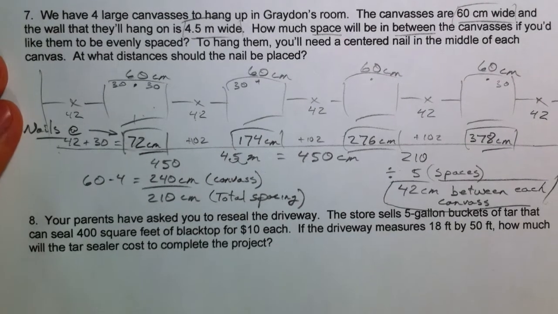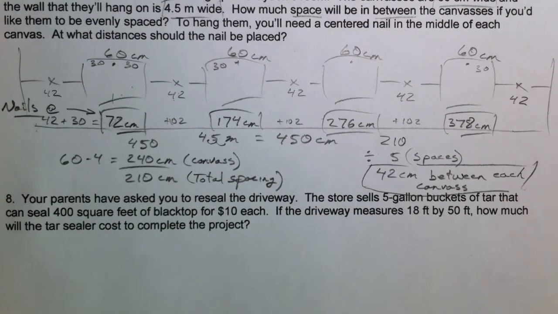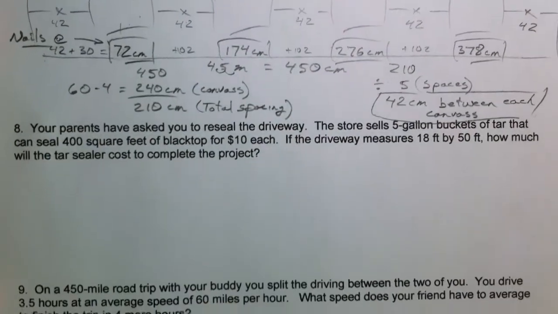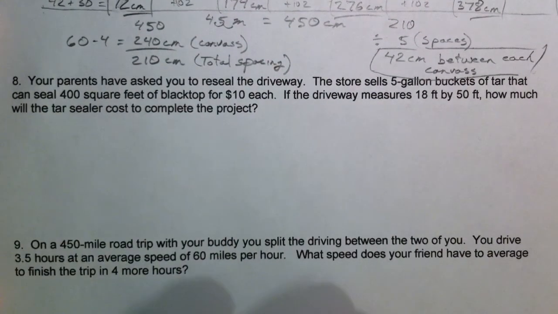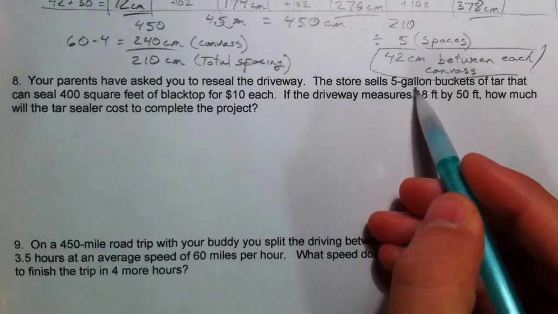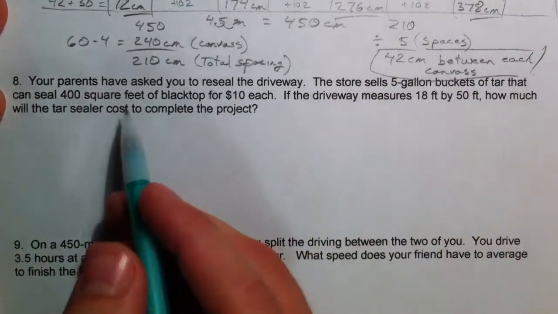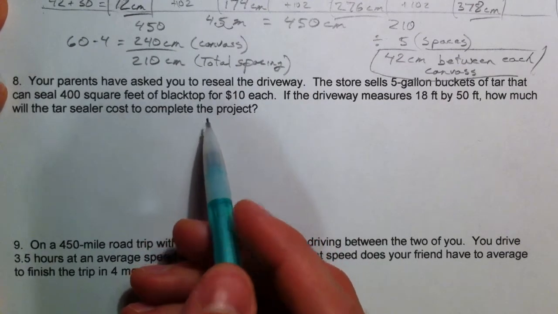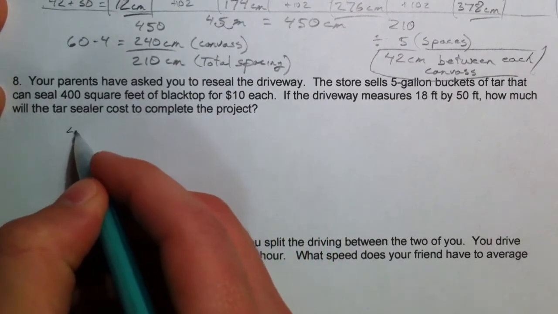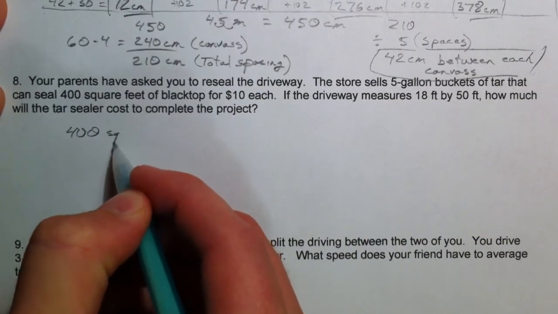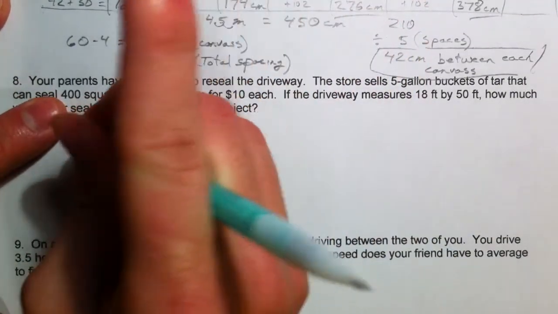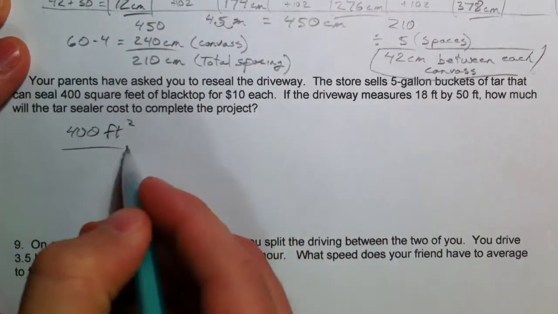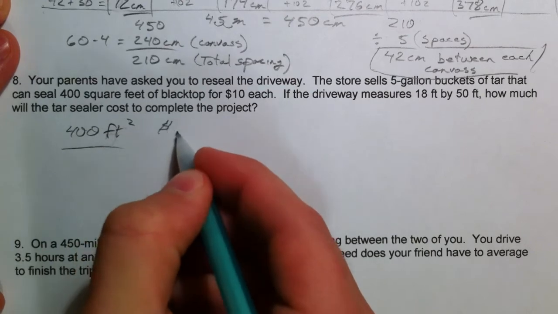Alright, next problem. So in this one, I think a picture helped the best. I'm just a very visual learner. Number 8, parents asked you to reseal the driveway. You get 5-gallon buckets of tar. This can seal 400 square feet of blacktop, $10 each. So you have 400 square feet. And sometimes we could just say square feet. And that's going to cost $10.